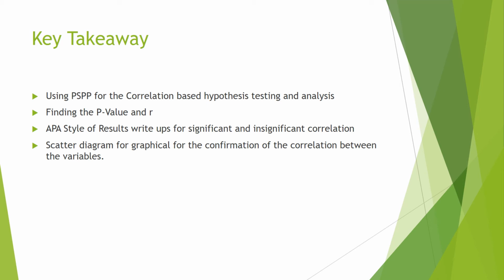Likewise, we learned about the APA style of results write-ups for the significant and insignificant correlation, and we also saw the graphical depiction of the correlation between two variables by a scatter diagram. That is, this is a very useful graph which gives the insights about the strength of the relationship between two variables.